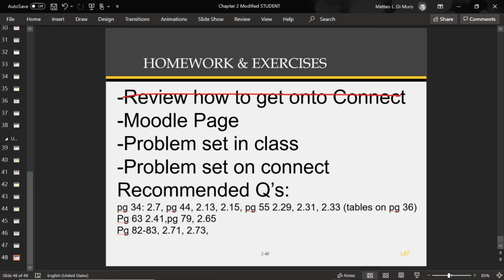Yeah, this actually doesn't apply. Got rid of that for this year, so that doesn't apply. Yeah, the Moodle page. Email me if you need help. But I've emailed out the Moodle password. There's the problem set that we're going to be doing in class, so we're connecting later. We're going to be doing a couple of problems together. Not problem set on Connect. It's more like Moodle. So I suggest some questions to try out. Now, if you have the textbook, you can go get them. Otherwise, I actually have everything there. So it's the specific questions.